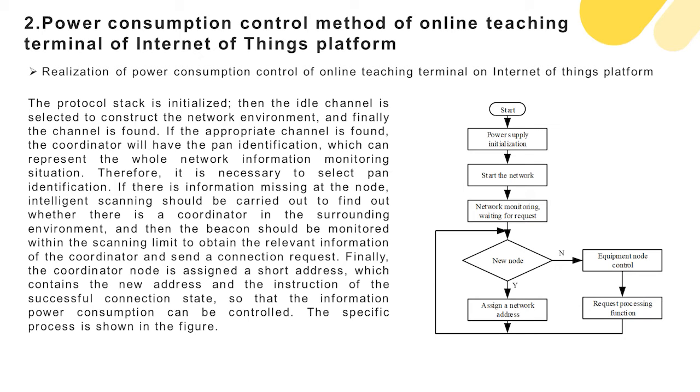If there is information missing at the node, intelligent scanning should be carried out to find out whether there is a coordinator in the surrounding environment, and then the beacon should be monitored within the scanning limit to obtain the relevant information of the coordinator and send a connect request. Finally, the coordinator node is assigned a shared address, which contains the new address and the instruction of the successful connect state so that the power consumption can be controlled. The specific process is shown in the figure.